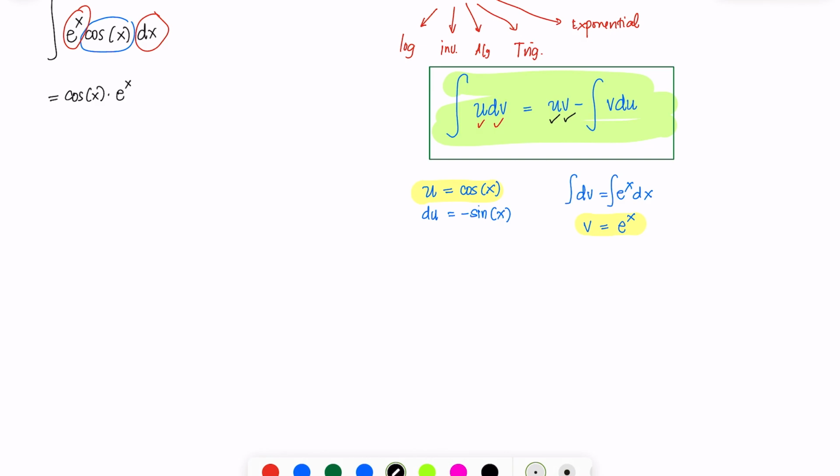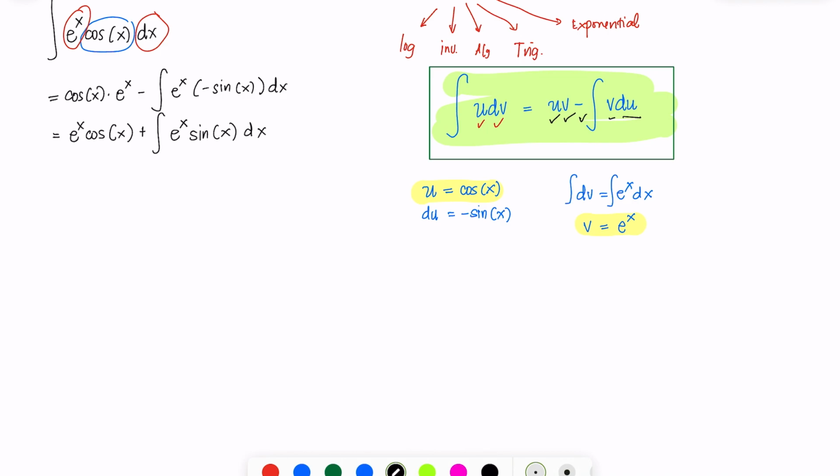And the next one is minus the integral of v. Now v is just e^x, and then du. Our du is negative sine of x dx. All right, so I'm just going to rewrite the first term as e^x cosine of x so that I will not be confused. And this one, the negative sign over here, if you notice, the negative and negative will multiply to form a positive. So that will just be positive of e^x sine of x dx.